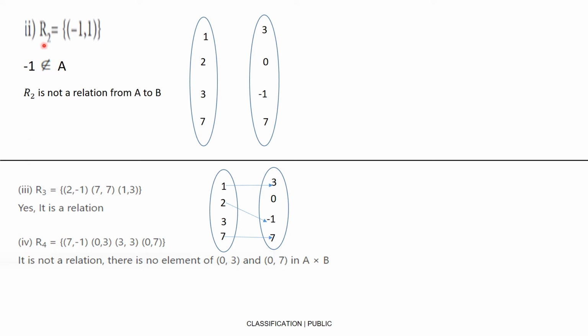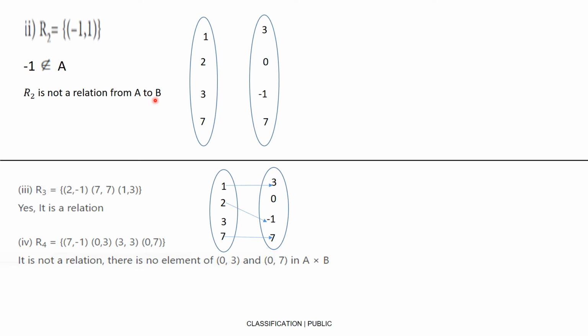Next, second subdivision, R2 equal to (minus 1, 1). That means we check whether these numbers or elements belong to A or not. First you check minus 1. Minus 1 is not at all there, so minus 1 does not belong to A. Therefore R2 is not a relation from A to B. Shall we go to the next one?